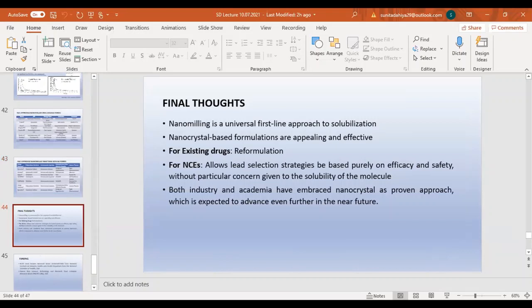Now, based on all this, we can say that nanomilling is a universal first-line approach for solubilization, irrespective of the route of administration, irrespective of the solubility properties of the drug. The only criterion is that you want to improve the poor solubility of the drug. Because of its scalability, its reproducibility, and its carrier-free and solvent-free approach, you can say that it's a very appealing and effective approach.